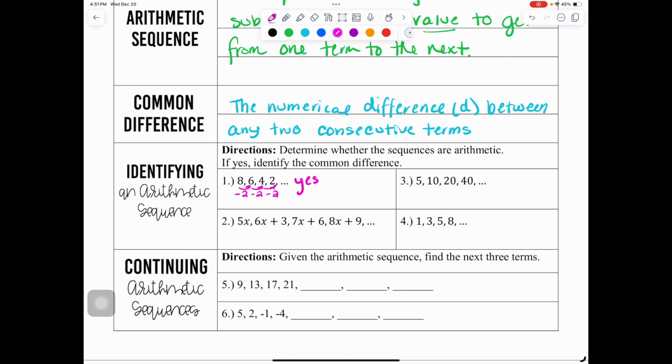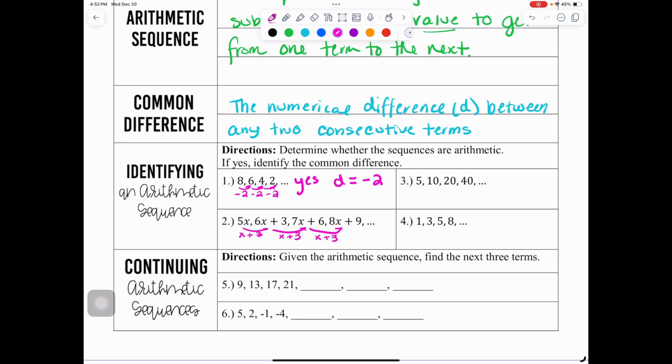And since it's arithmetic, we have to identify the common difference, which is represented by the letter D, and we can see there that the common difference was -2. Now in number 2, you see that variables can be involved. So we just need to make sure that the pattern is the same between all terms. So to get from 5x to 6x plus 3, I added an x and I added a 3. To get from 6x plus 3 to 7x plus 6, I added an x and I added 3. To get from 7x plus 6 to 8x plus 9, I added an x and I added 3.